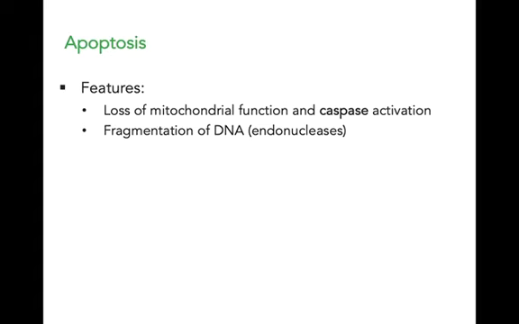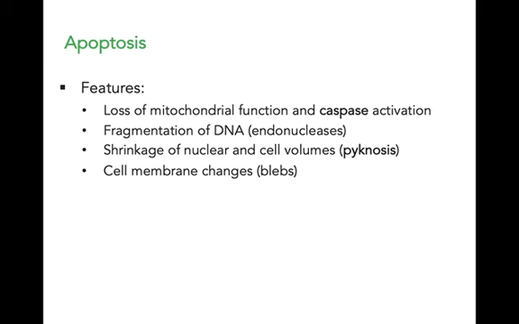And then, once you activate the caspases, eventually this will lead to fragmentation of your DNA and shrinkage of nuclear and cell volumes. Okay? The nuclei will become pyknotic. And then the cell membrane changes. Okay? There will be blebbing. And then eventually formation of apoptotic bodies, which are eventually eaten up by your phagocytes, by your macrophages. So, those are the features of our apoptosis.